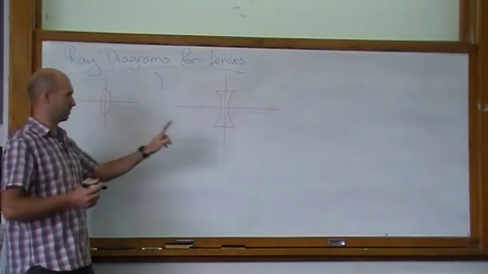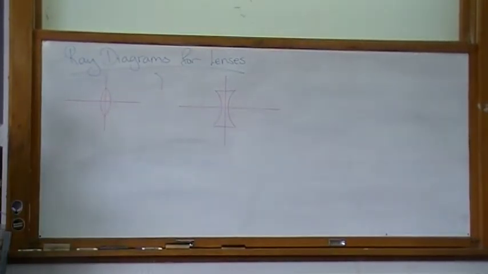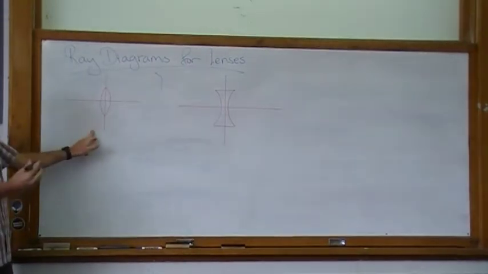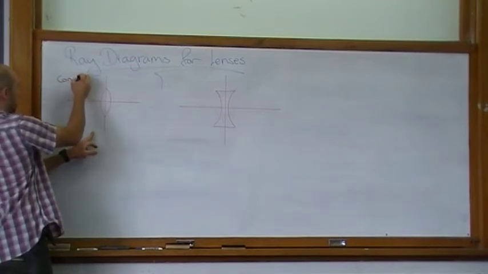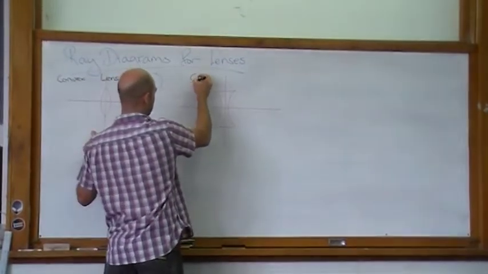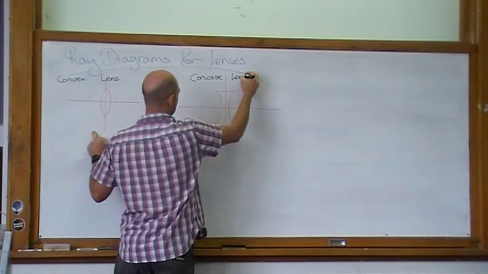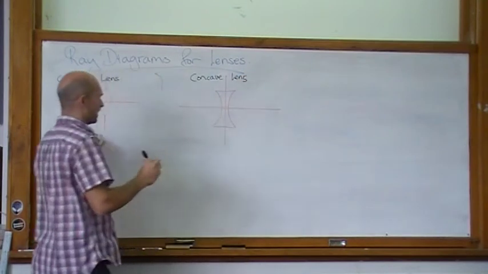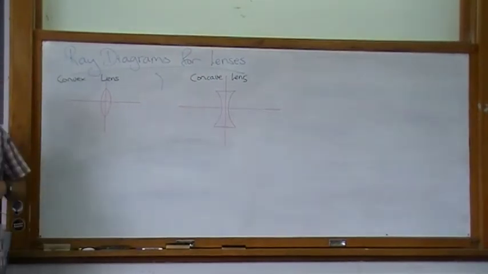So first thing we've got to do is name them. Do we know what the name of each of these types of lens is? Concave, convex. Convex is the circle one. So that's a convex lens and concave lens. And labelling important parts of it, the same as with mirrors.